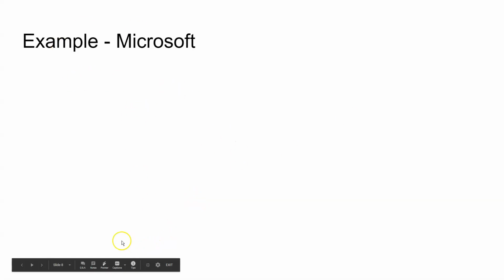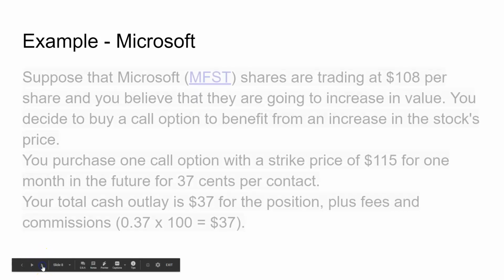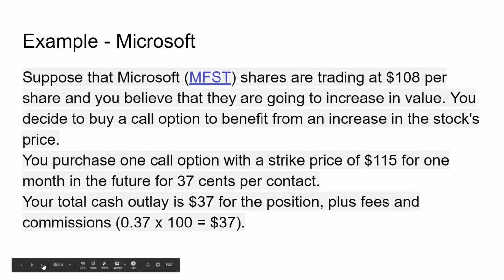So here we're going to go through an example, and for our first example, I actually pulled it from Investopedia, and in our next examples, I'll show you my options trades. So with Microsoft, suppose that Microsoft shares are trading at $108 per share, and you believe that they're going to increase in value. So you decide to buy a call option to benefit from an increase in the stock price.